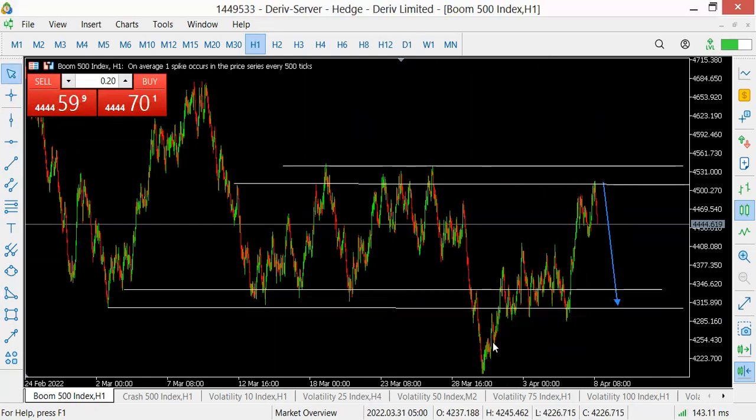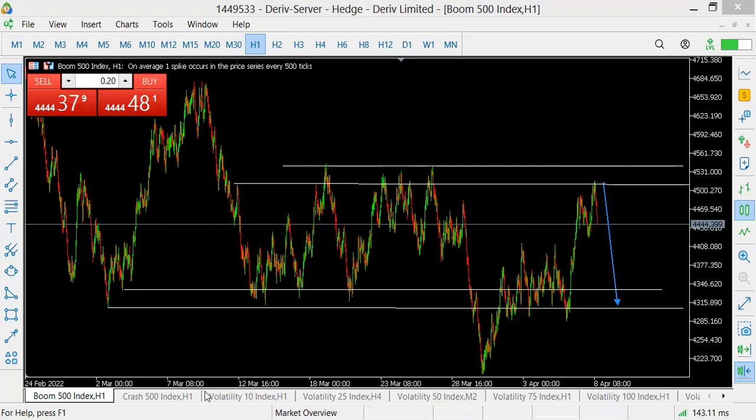So guys, that's about BOOM500 index. As you can see, we've broken the market down from the daily time frame. We saw what it was doing from the daily time frame, saw that the market was on a bearish move, down to the 4-hour time frame, down to the 1-hour time frame to look for our criteria for sell. And this is actually our criteria for sell. Price is reacting at the resistance zone.